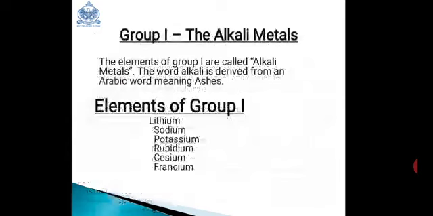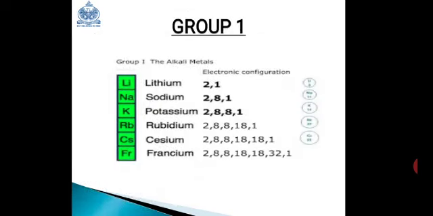Now I am discussing with you group 1, the alkali metals. The word alkali is derived from an Arabic word meaning ashes. The elements of group 1 are lithium, sodium, potassium, rubidium, cesium and francium. Students, you can see in this slide that every element has 1 electron in its valence shell. Lithium 2,1. Sodium electronic configuration is 2,8,1. Potassium 2,8,8,1. So you can see that there is 1 electron in their valence shell.